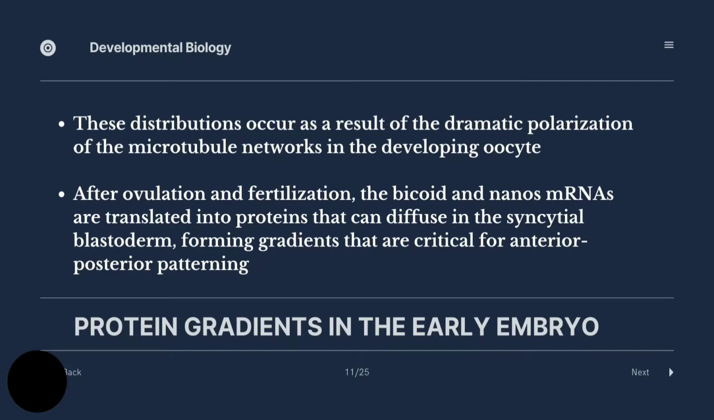These distributions occur as a result of the dramatic polarization of the microtubule networks in the developing oocyte. After ovulation and fertilization, the bicoid and the nanos mRNAs are translated into proteins that can diffuse in the syncytial blastoderm, forming gradients that are critical for the anterior-posterior patterning.